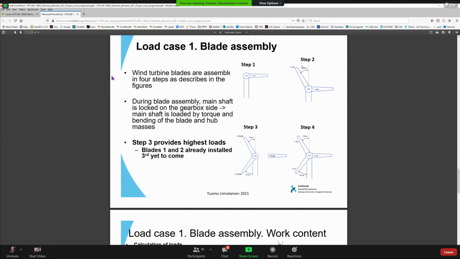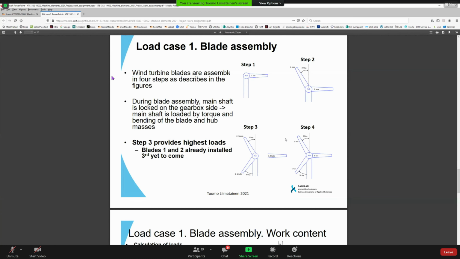And then again, this set of 2 blades is turned so that they are both oriented like in step number 3, which means that the third interface is in horizontal position, because the angle between the blades is of course 120 degrees. And now the most stressful situation for the main shaft is this step number 3. The 2 blades are already installed in this position, but the 3rd blade hasn't yet been brought in. Because when you bring in the 3rd blade, that will balance the shaft.